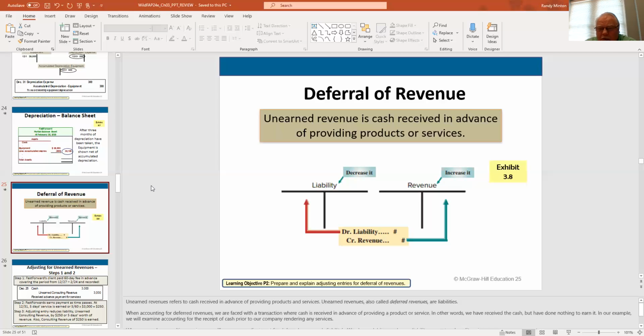Lastly, we're going to close out the withdrawal account. And we'll do that by crediting it and debiting the capital. And that'll always be the case because you're taking stuff out of the business. So when you take it out, you're going to debit it. So to get rid of the account, you're going to credit it. What you're left with will be the new capital.